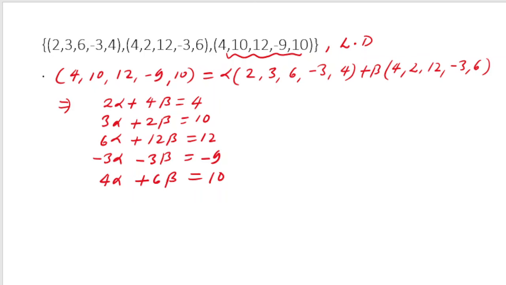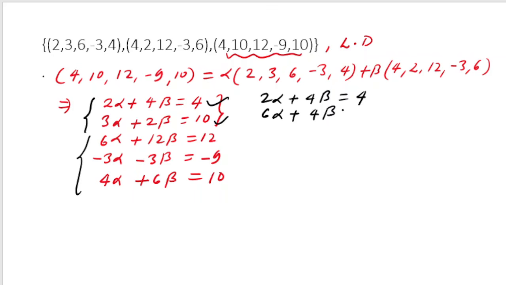So there are 5 equations in 2 variables, so we should solve any 2 of them. Suppose I solve these 2, and then I will check whether the solution that we obtain from these 2 will satisfy the other 3 or not. Here we have 2 alpha plus 4 beta is equal to 4, and I want to get 4 beta, so I can multiply the second equation by 2. So it will become 6 alpha plus 4 beta, and 10 into 2 is 20.